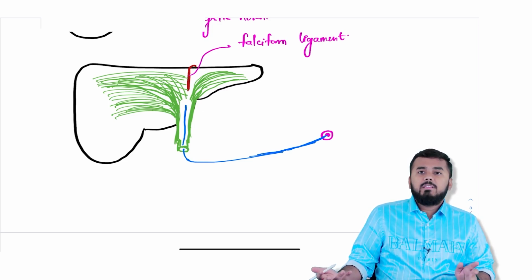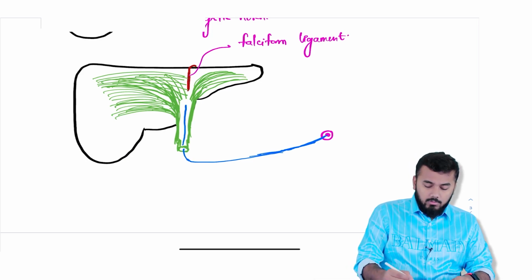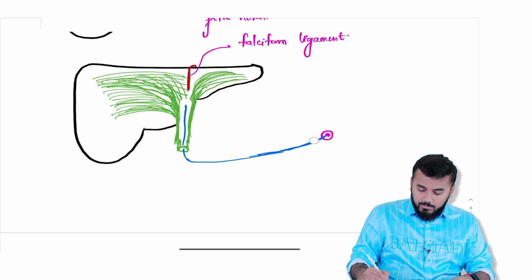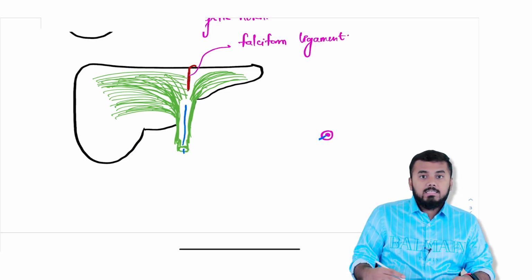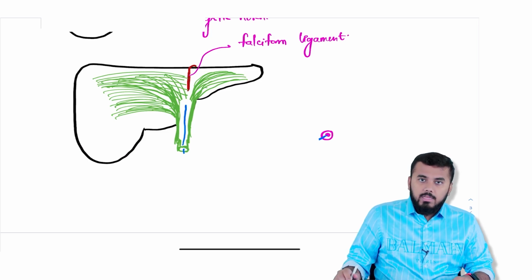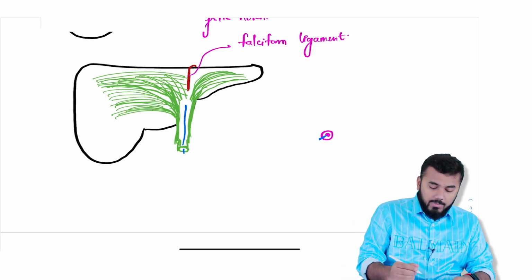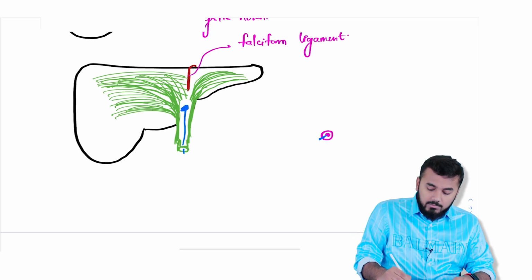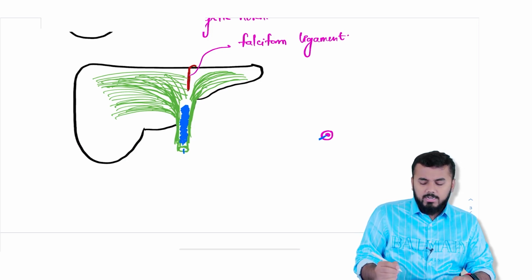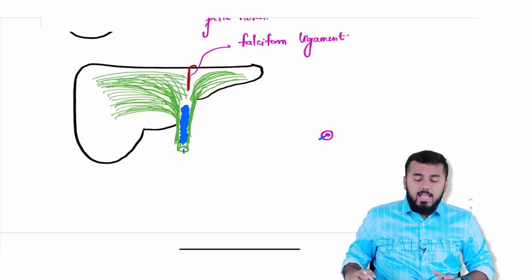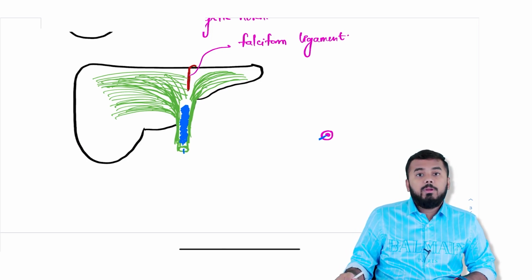But after the delivery, as the developmental process is progressing, what will happen? The umbilical vein disappears. All of you know that. But whatever umbilical vein is located inside, that does not disappear. Rather, this umbilical vein becomes so thick that it converts into a ligament, and this is what is called as ligamentum teres.